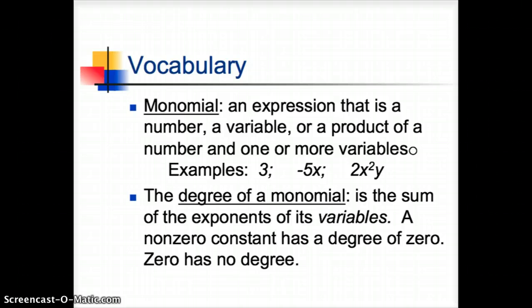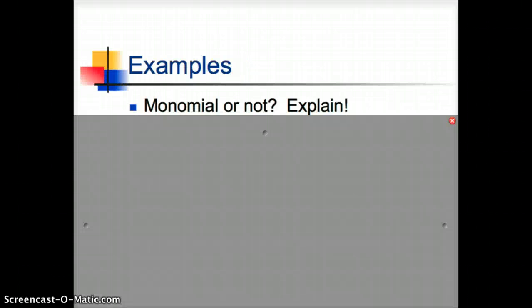So if we're looking back up at this problem, there's 3. It has no variables, just a constant. So its degree, I'll put d, is 0. Negative 5x, the exponent of its variable x has this invisible exponent of 1, so its degree is 1. 2x squared y, x squared obviously has an exponent of 2, and y has an exponent of 1, so the sum of those variable exponents, 2 plus 1, its degree is 3. Okay, so let's look at some problems.